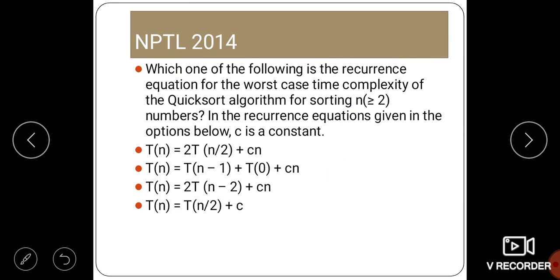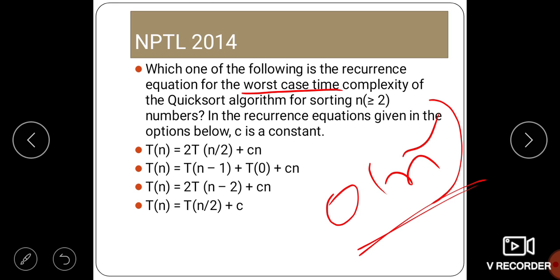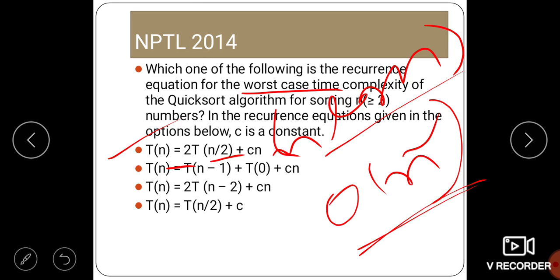Now next is, which of the following recurrence relations gives the worst case, that is O(n²), for quick sort. So what is the recurrence relation of quick sort? From the given options, option A is n log n. n log n is the time complexity here, because of 2T(n/2). You can easily derive this equation by using the Master theorem also.